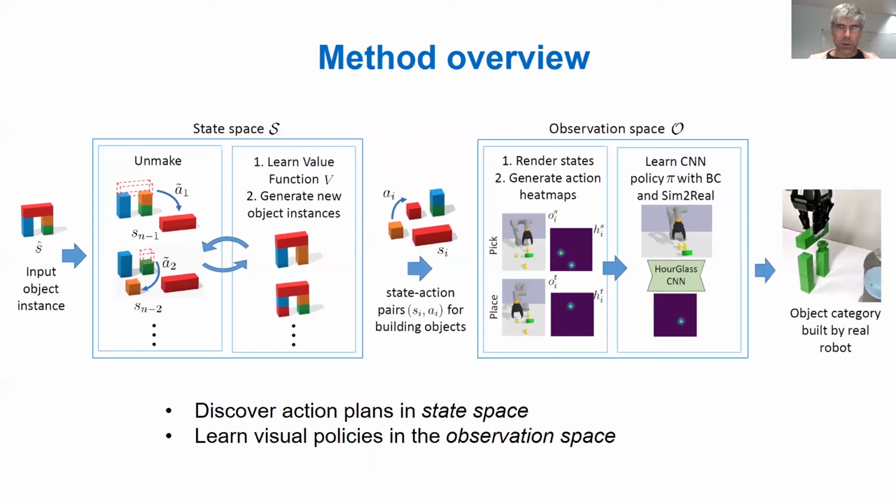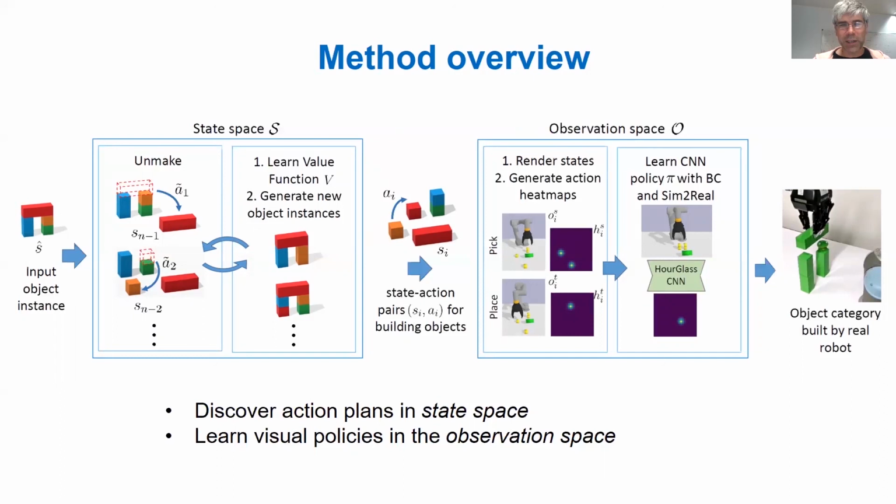Once we have the policy which can construct an arc in the state space, we learn a visual policy which will mimic this state policy.